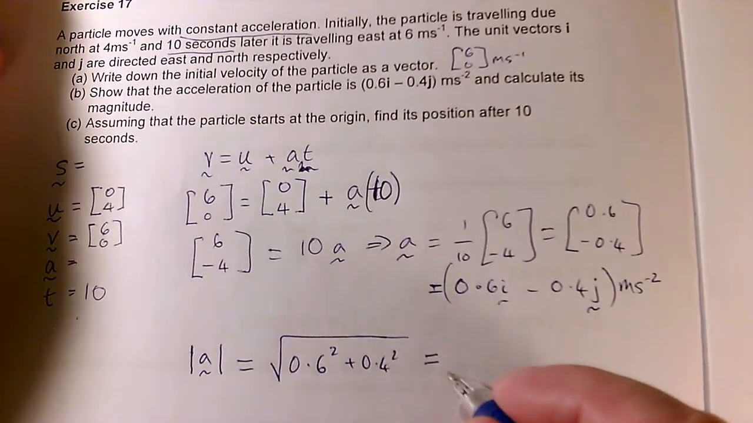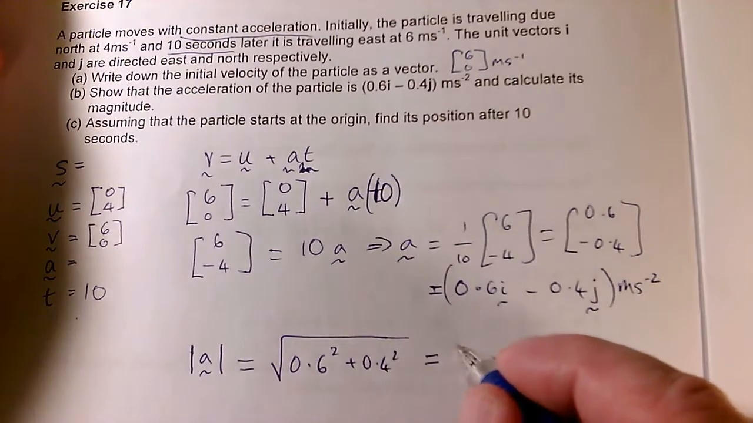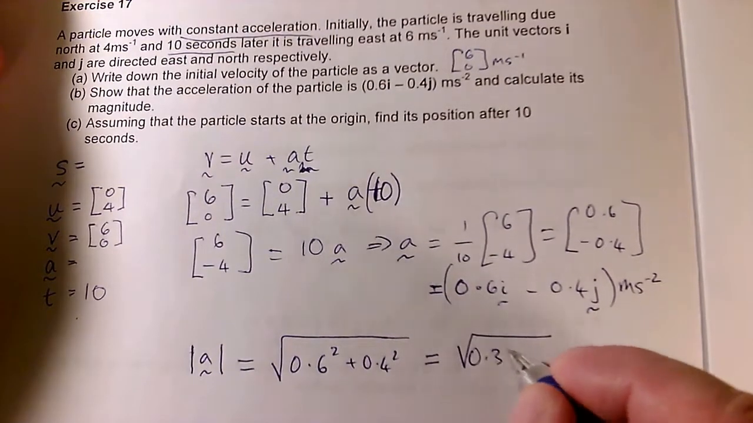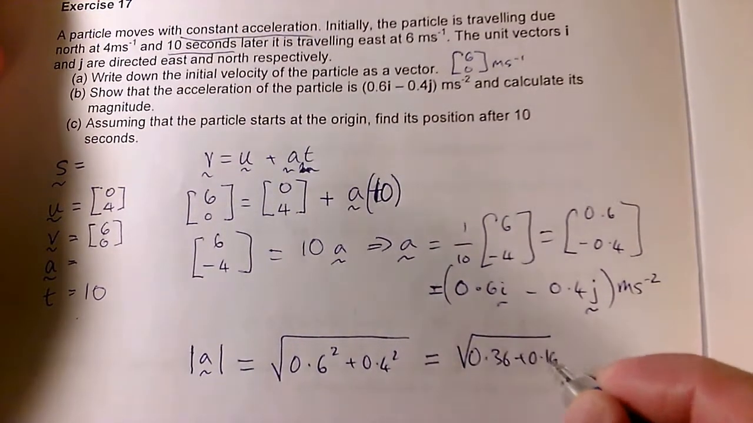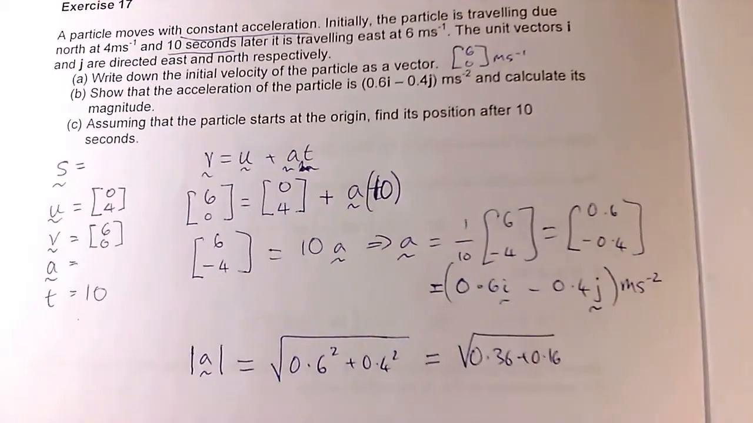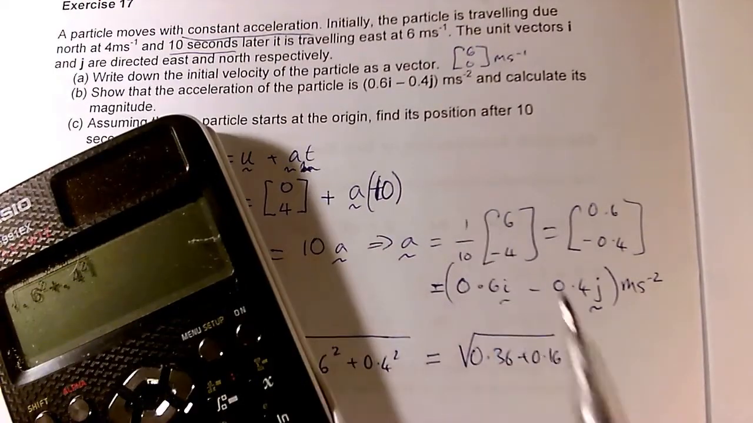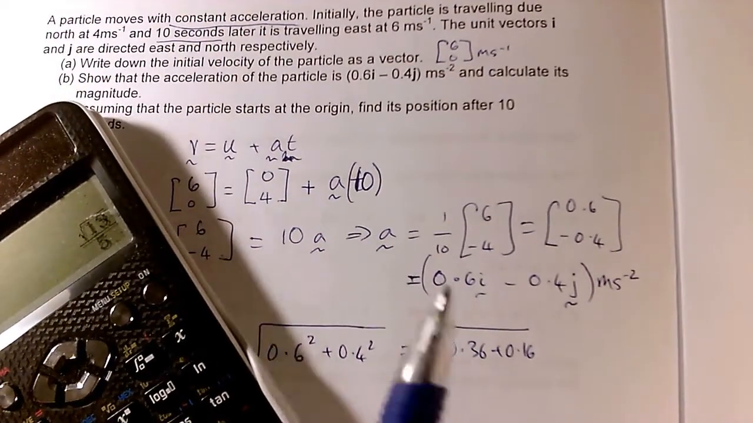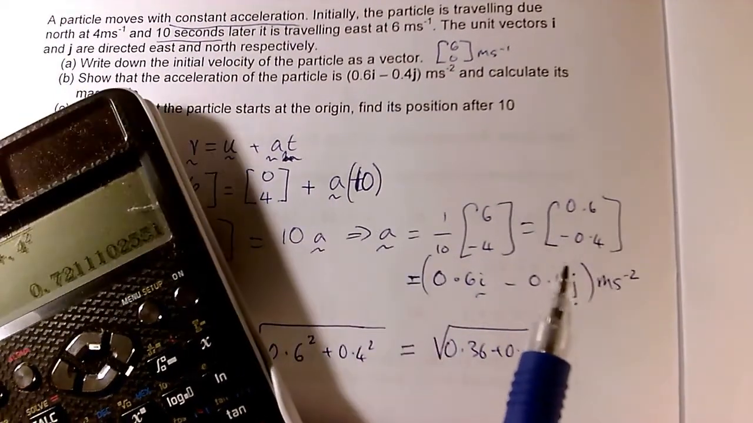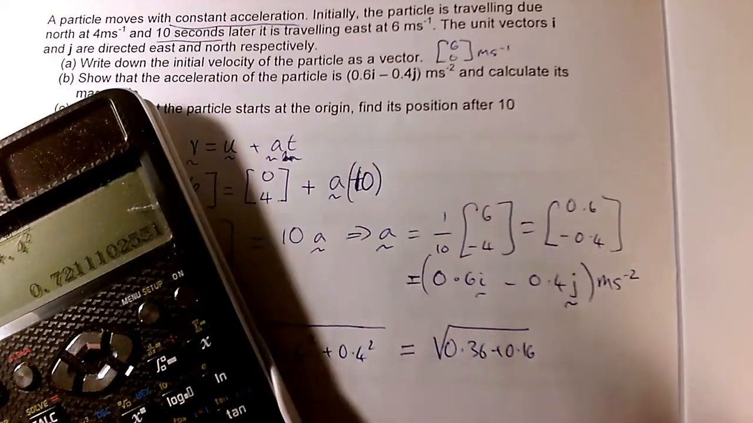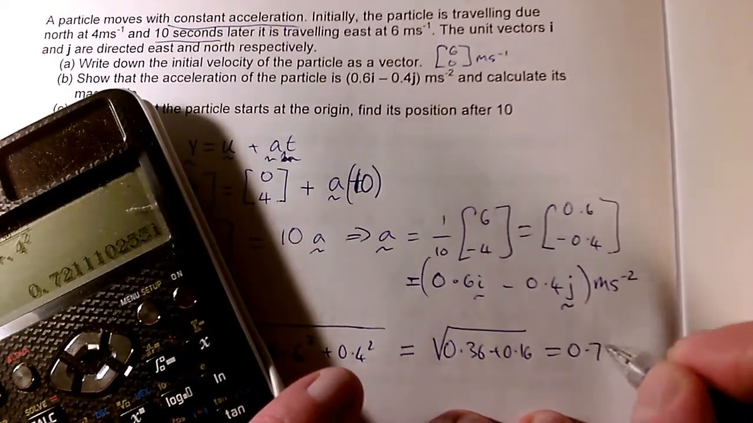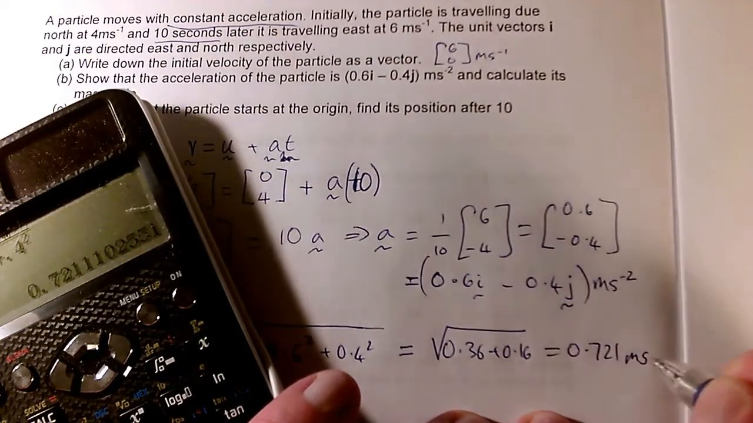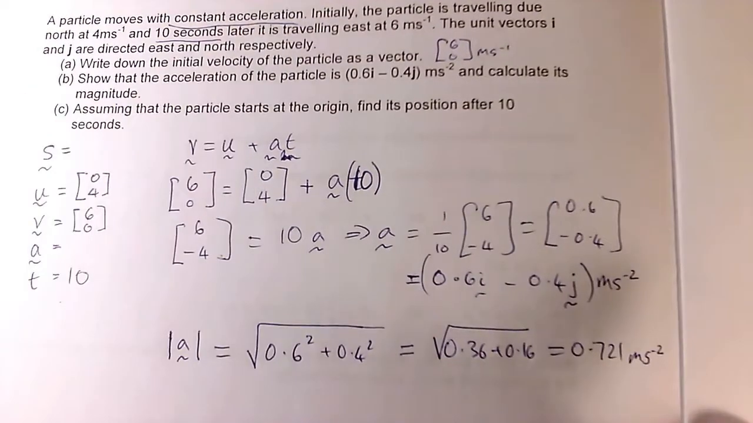So 0.6 squared plus 0.4 squared square rooted, well, this is the square root of 0.36 plus 0.16. Oh, that's not a nice number. So I might as well just type the original thing into my calculator, and I get root 13 over 5, which I don't care about. This is mechanics. So I want 0.721 to 3 significant figures, and that is meters per second squared. Right, okay.